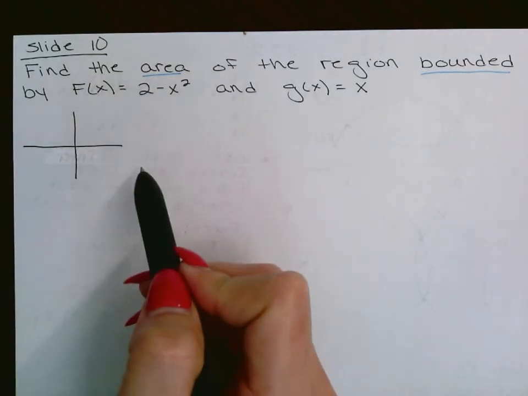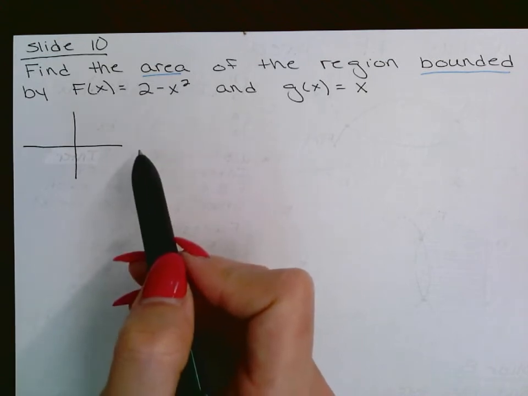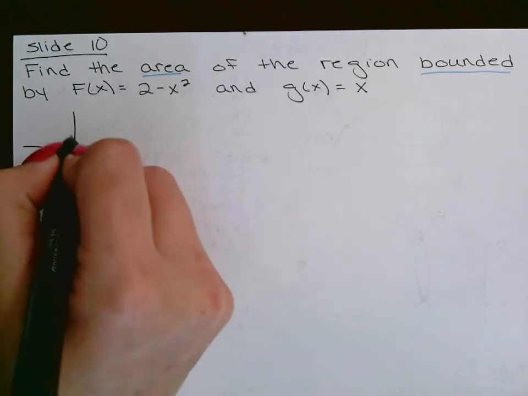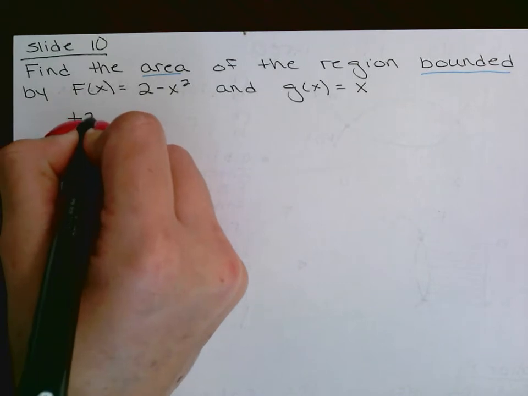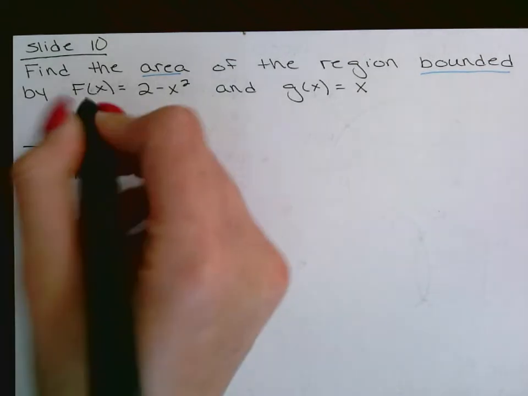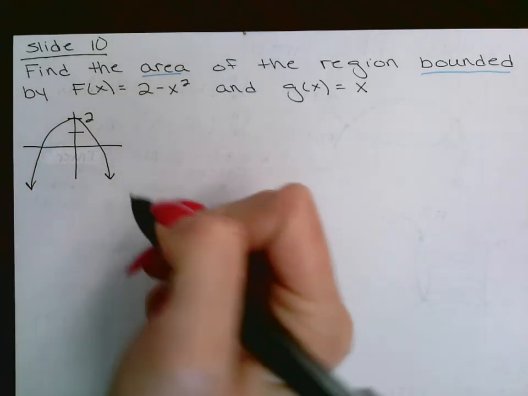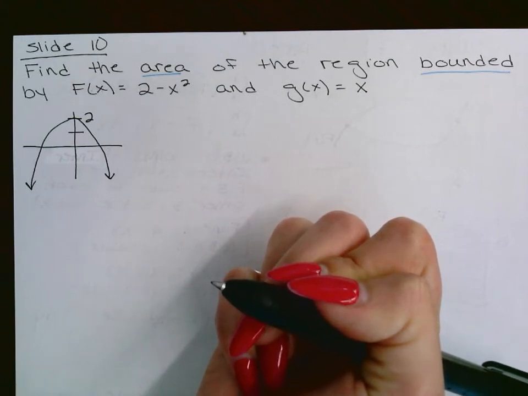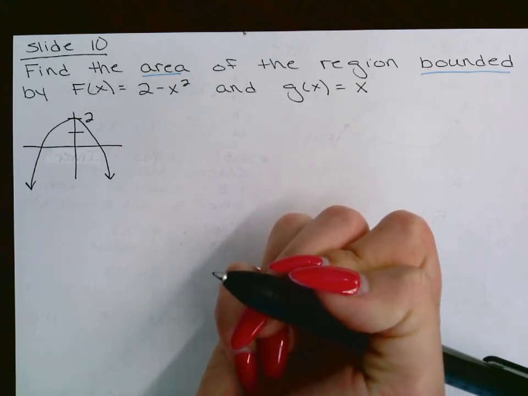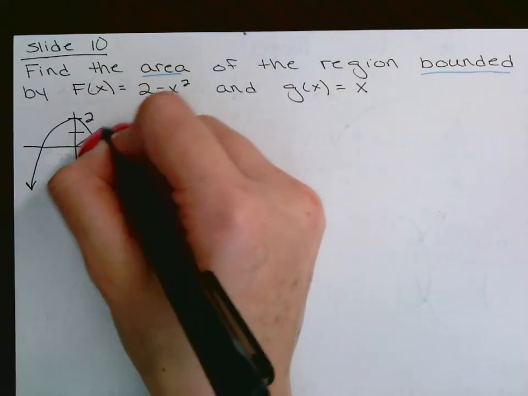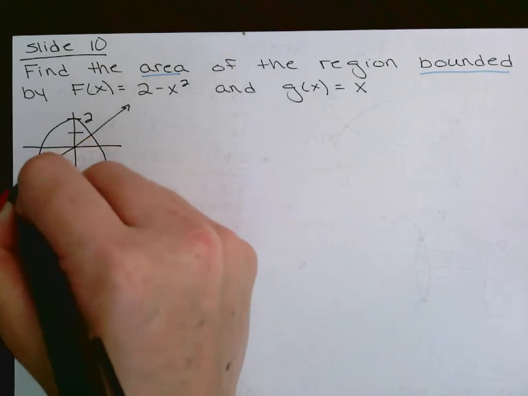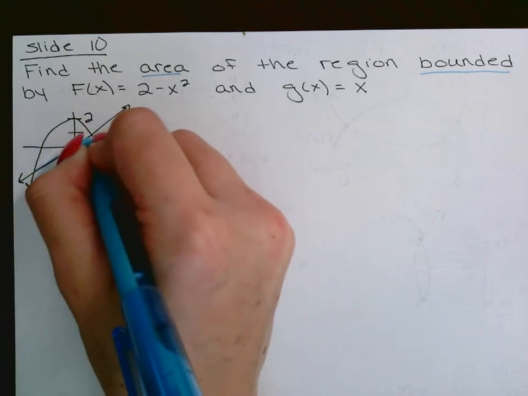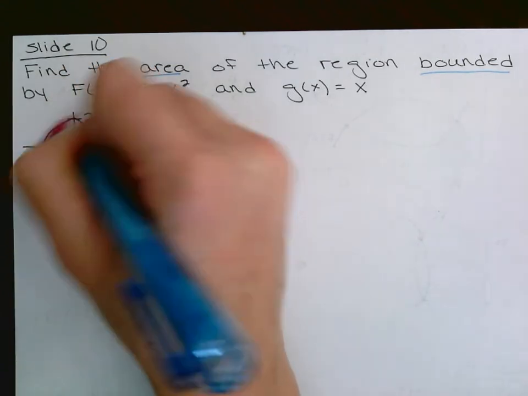2 minus x squared. What is a negative x squared graph? Parabola facing down. And this positive 2? It went up 2. Good. So 1, 2. And I have a parabola facing downward. Okay? Don't always trust your drawings. All right. And how about the graph of g of x, which is just x? Linear, positive. Let's see if I can mess this one up like last time. Okay. So it should be easy visually to see where this closes off.